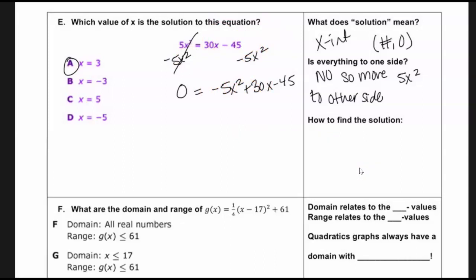So how to find the solution? Look for the x-intercept on the graph or table. So either graph match, table match.